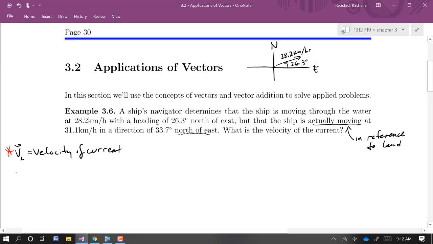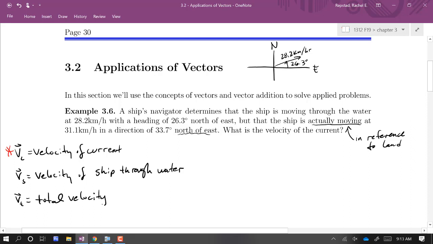And we have VS, the velocity of the ship through the water. And then we have VT, the total velocity. That's the actual velocity, that 31.1 kilometers per hour. The relationship between these vectors is that this total velocity is equal to the velocity of the current plus the velocity of the ship through the water.